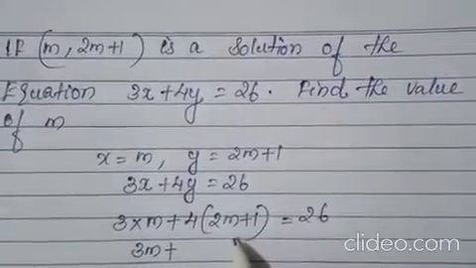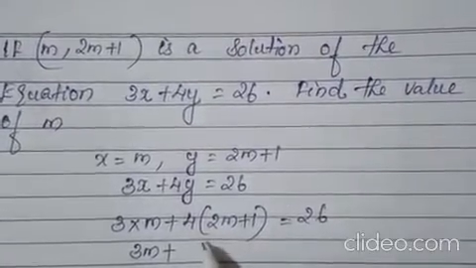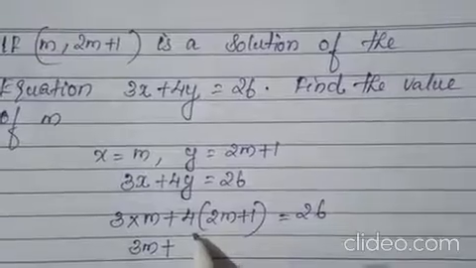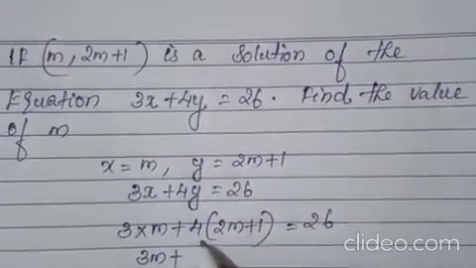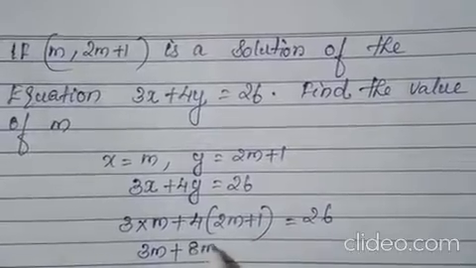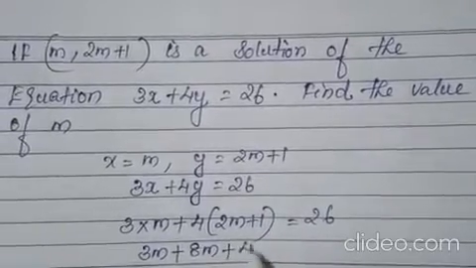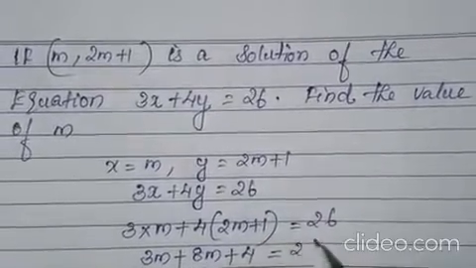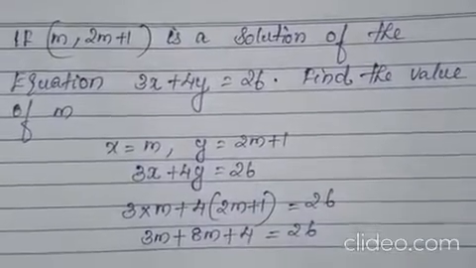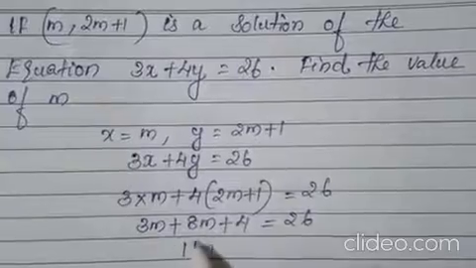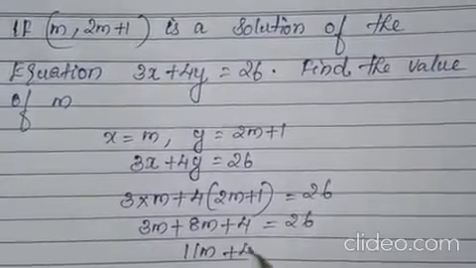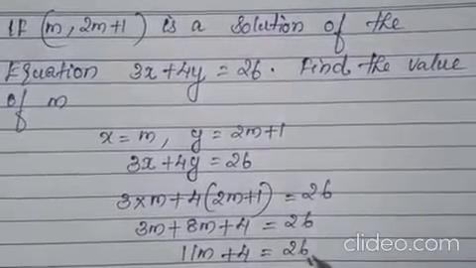Here we should use the distributive property of multiplication over addition. So 4 into 2m is 8m, plus 4 into 1 is 4, equals 26. Understood? Then 3m plus 8m is 11m, because they are like terms, we can add directly. Plus 4 equals 26. Understood?